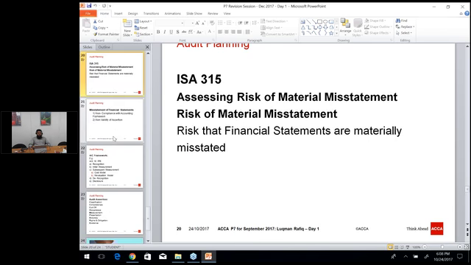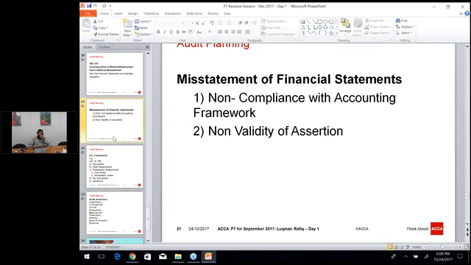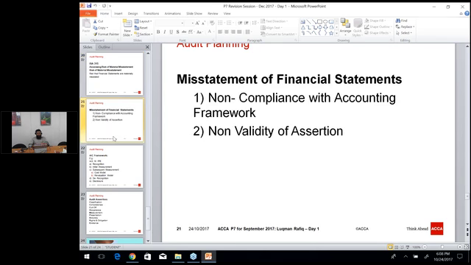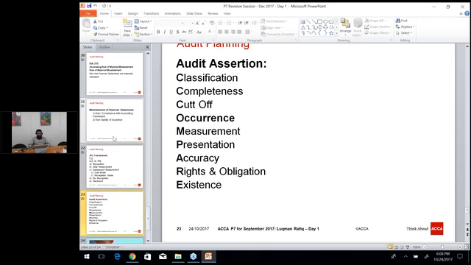Then we moved on to the assessment of the risk of material misstatement. I talked about materiality: when a specific threshold is met, that is considered to be materiality. And then there is a risk of material misstatement. The misstatement is either non-compliance with the accounting framework, or non-validity of the assertions. We talked about the various assertions, and we did discuss them.